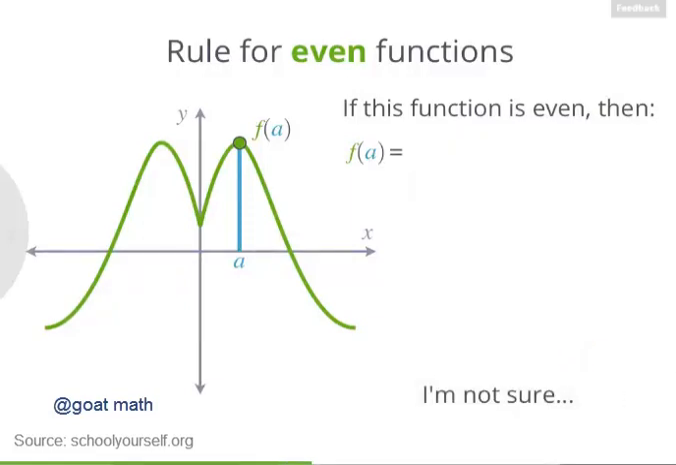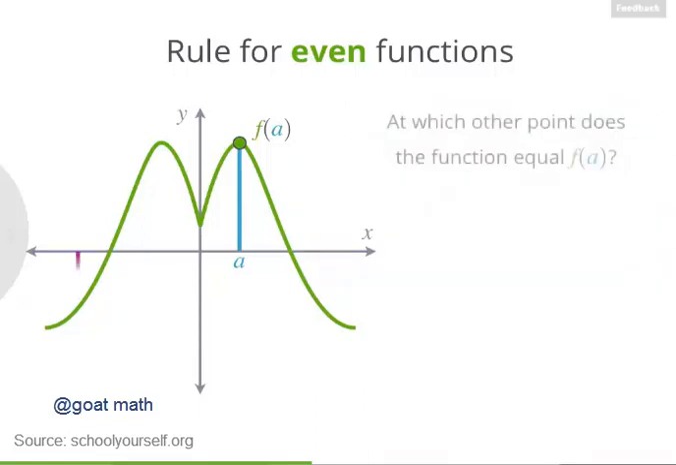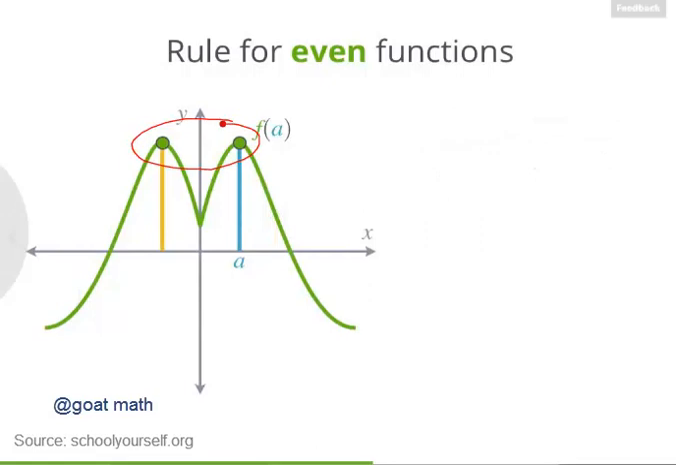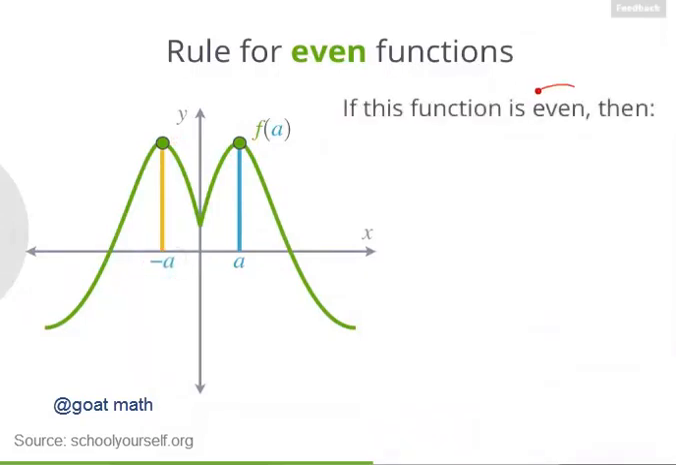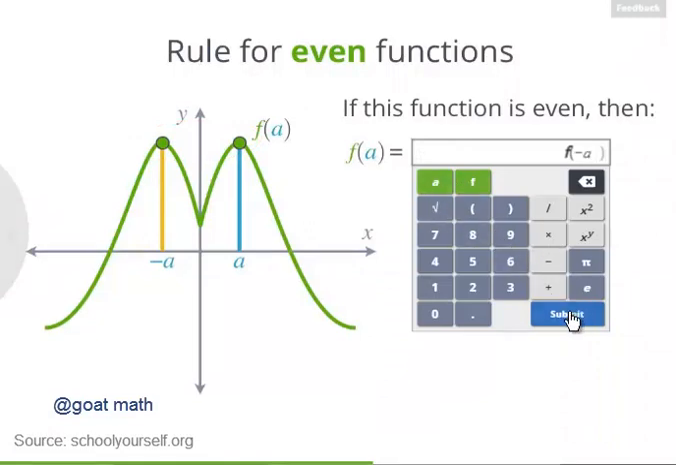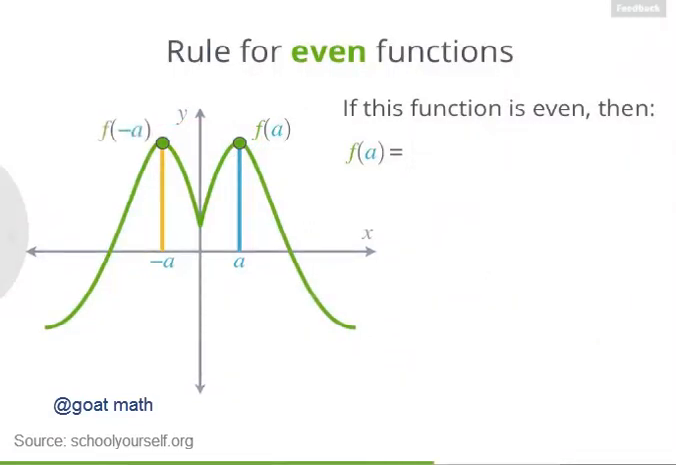Okay, no problem. Let's figure this out. At which other point does this function give you the same value as it did over here, f of a? Right, at these two locations, this even function has the same value. And this point over here is the same distance from the y-axis as this point, but in the opposite direction, meaning this x-coordinate is minus a. So if this function really is an even function, then the y-coordinates of these 2 points should be equal. So f of a equals what? Exactly. So for this function to be even, f of a had better equal f of minus a.